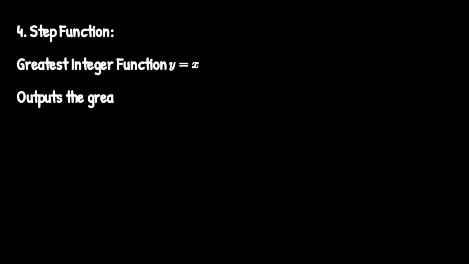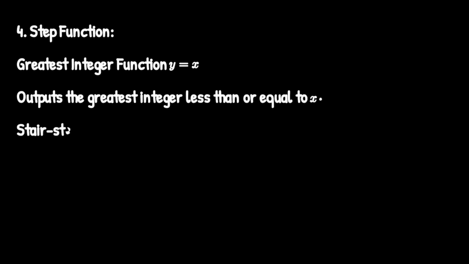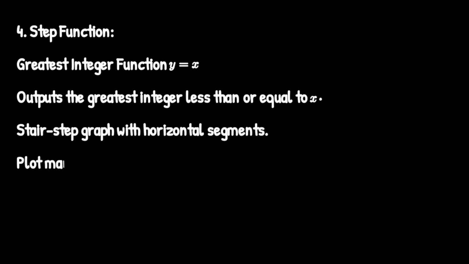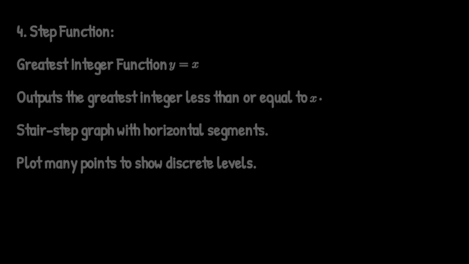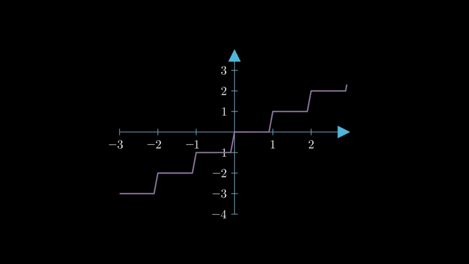Finally, we look at the step function, specifically the greatest integer function. This function outputs the greatest integer less than or equal to the input value, creating a stair-step look on the graph. It is made up of horizontal line segments representing these discrete levels. Let's see how the graph looks like. Plotting many points clearly shows the steps or jumps in the function's output values along the x-axis.